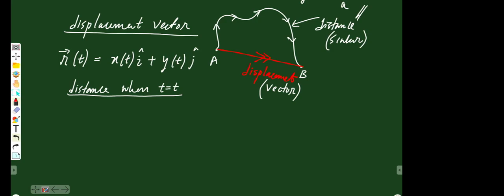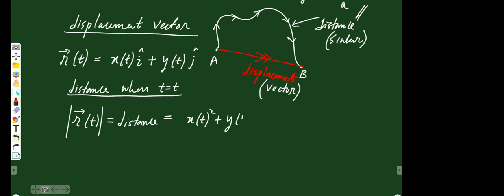Okay. So how to find the distance? That would be the mod of this one, right? That is the distance. So how do you calculate the mod of that one? You know, square of x of t plus square of y of t, square root, right?